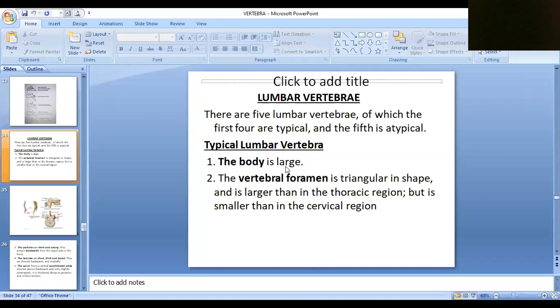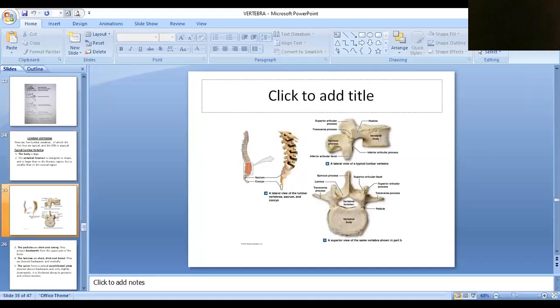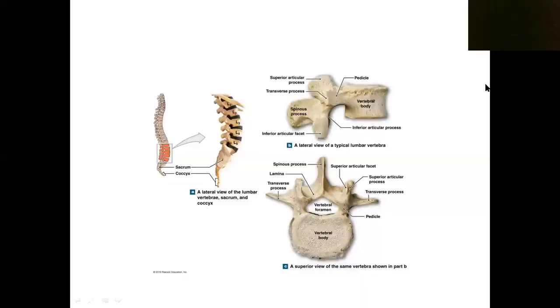It has a large body. That is the main important feature of the lumbar vertebrae. All lumbar vertebrae have a large body. See the size of the body. It has a large body.